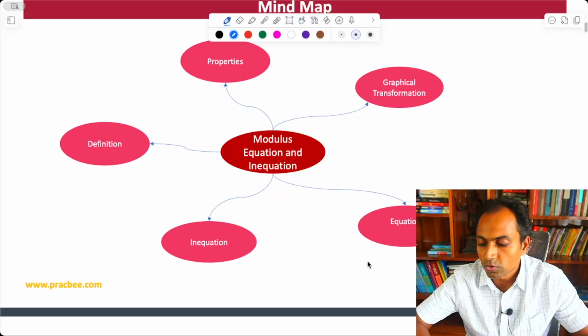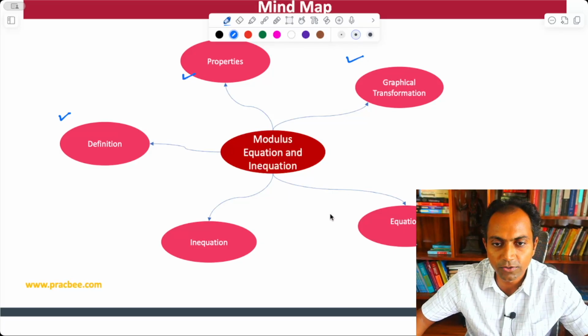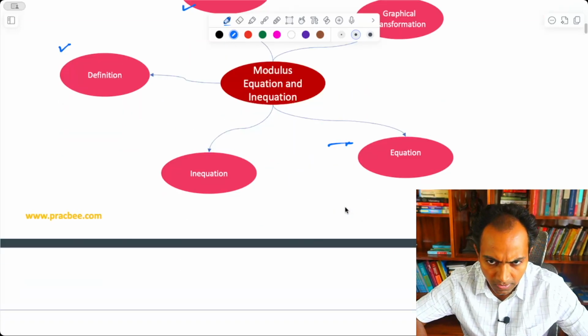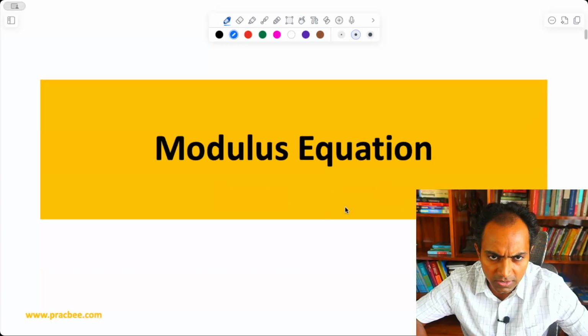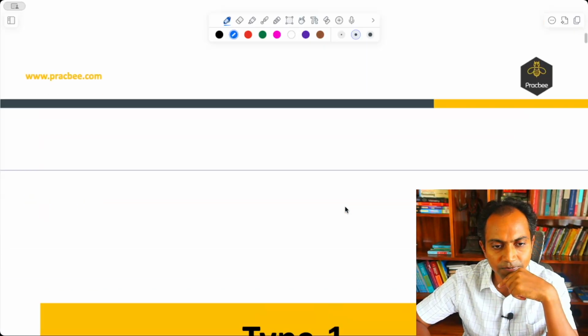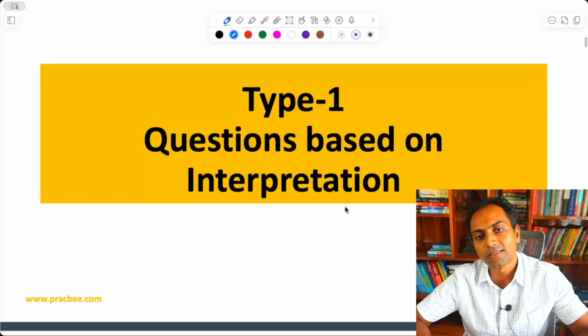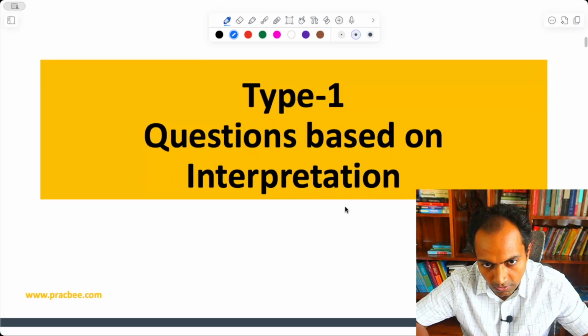So, let us look into the mind map. We have already done the definition, we have done properties, we have done graphical transformation, and now this will culminate into problem solving in equations. The first thing that we need to know about any kind of modulus equation is this basic idea, that is how to use the interpretation technique that we learnt in the first part to solve questions.